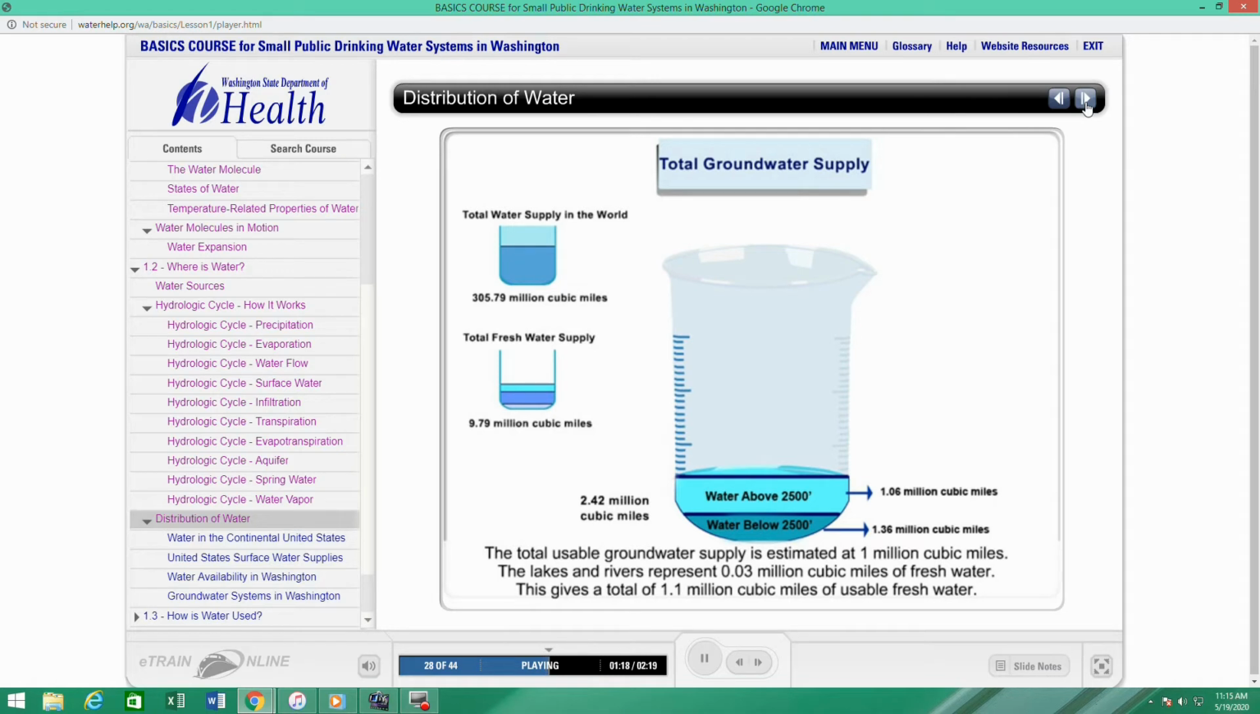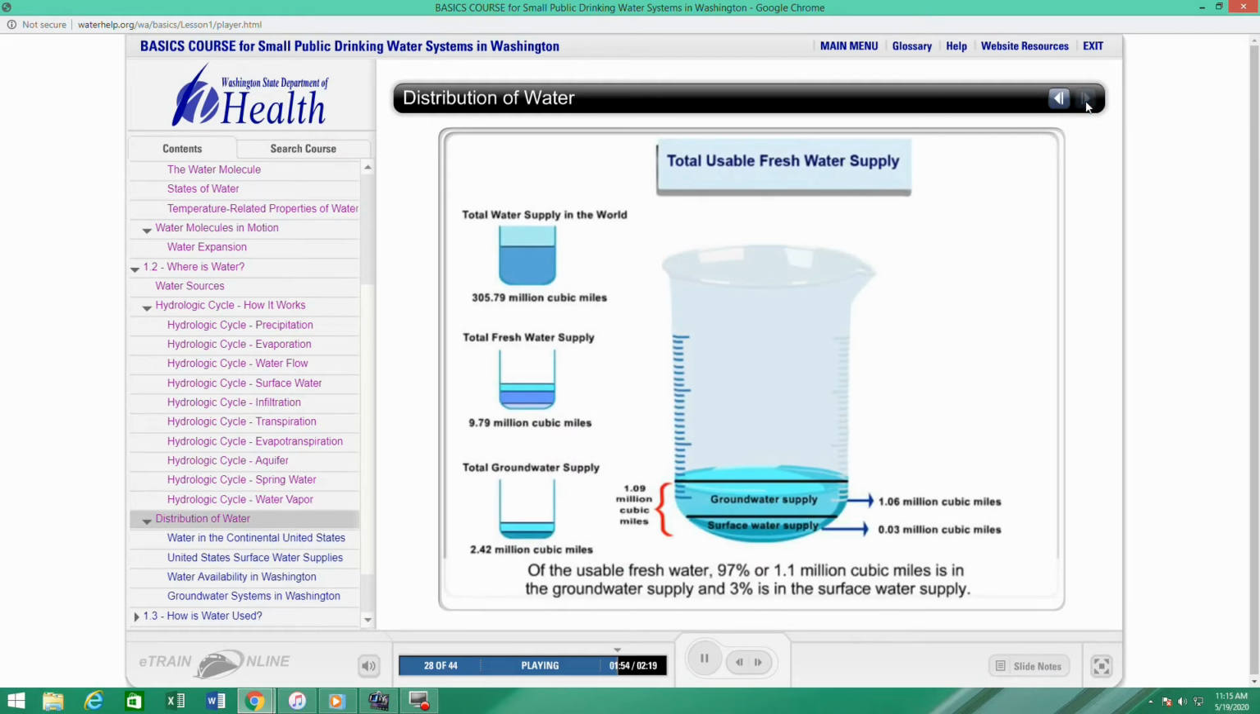The total usable groundwater supply is estimated at 1.1 million cubic miles. The lakes and rivers represent 0.03 million cubic miles of fresh water. This gives a total of 1.1 million cubic miles of usable fresh water. Of the usable fresh water, 97%, or 1.1 million cubic miles, is in the groundwater supply, and 3% is in the surface water supply.